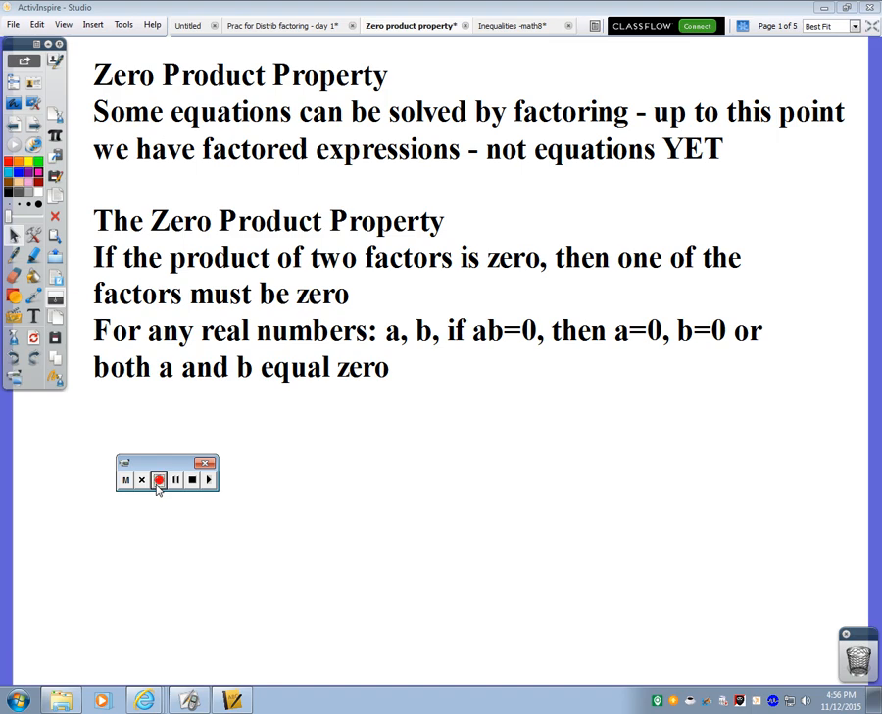The zero product property states if the product of two factors is 0, then one of the factors must be 0. For any real numbers a, b, if ab equals 0, then a is 0, or b is equal to 0, or a and b both equal 0. This makes sense.